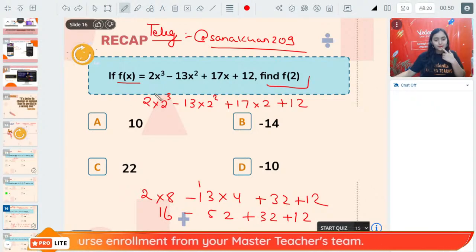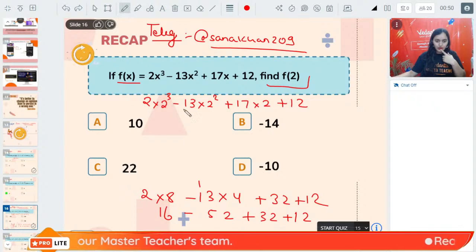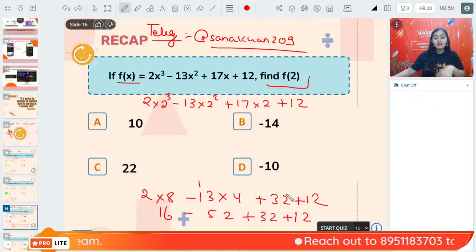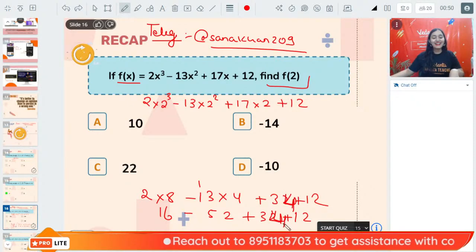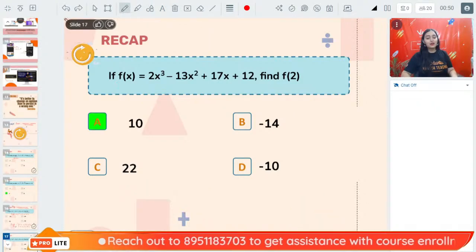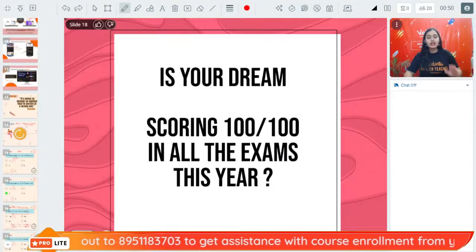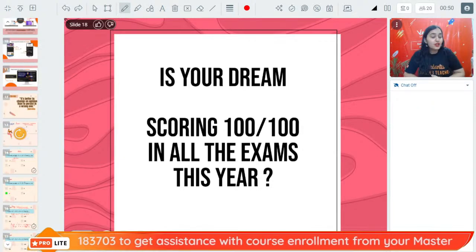Is it coming 8? 2 4s are 8, 8 2s are 16, and 13 4s are 52, 17 2s are... Acha, sorry, this is 34, na? So sorry, it is 34, yeah. So, yes, the answer will be 10. Alright. Chalo. Now let's start today's lecture.